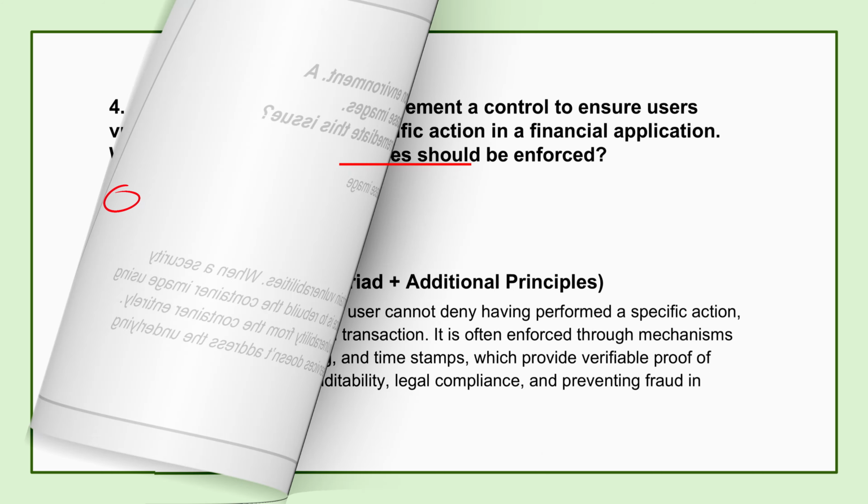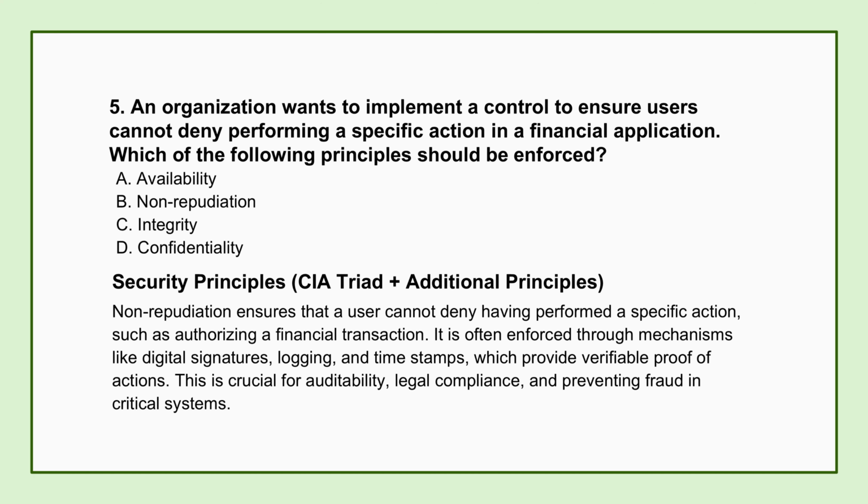Okay, question 5 gets into core security principles. An organization wants to make sure users can't deny doing something in a financial app. Like they can't say, I didn't make that transfer. Which principle is key? Availability, non-repudiation, integrity, or confidentiality? The principle we're looking for here is non-repudiation.